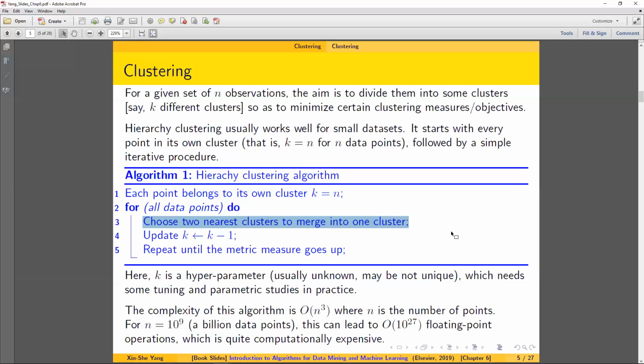So essentially, continue with the combination of the clusters. At the end, you say, okay, I stop somewhere, right? In other words, you have to predefine how many clusters are in your data set. Assume you have 300 data points, and you think that you probably have 5 clusters. You would do this process iteratively until your data shows 5 clusters. The complexity of the algorithm is big O of n to the power of 3, where n is the number of points. For 1 billion data points, this can lead to 10 to the power of 27 floating point operations, which can be very computationally expensive. As I just mentioned, if you have 300 data points, in order to reduce to 5 clusters, it does take quite a bit of time to run the algorithm. So that's hierarchical clustering.